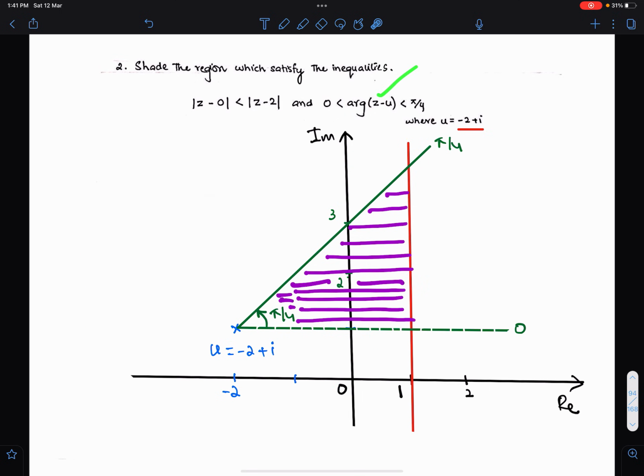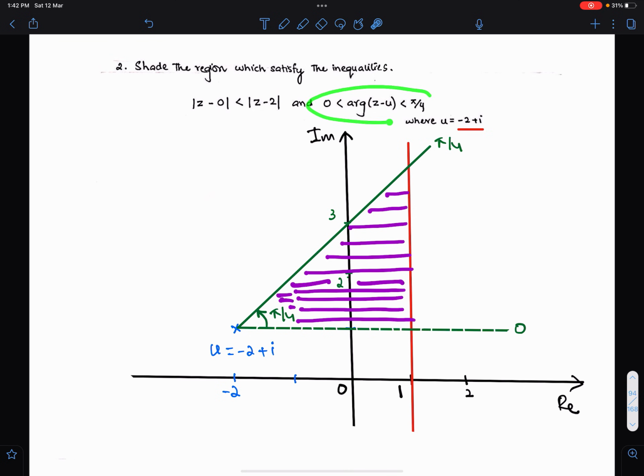Now we have to sketch the locus of z in this inequality. So the argument of z minus u, this is u, minus 2 plus i, this is here. So we have to make a 45-degree line from u. So for a 45-degree line, since we are going 2 units right, we have to go 2 units up. So this line must cut the imaginary axis at 3. This is compulsory. I have discussed these things in detail in my argument lecture. So this is the 45-degree line.